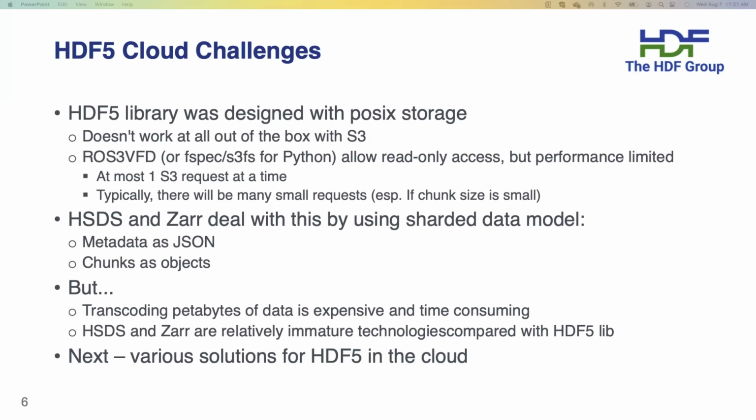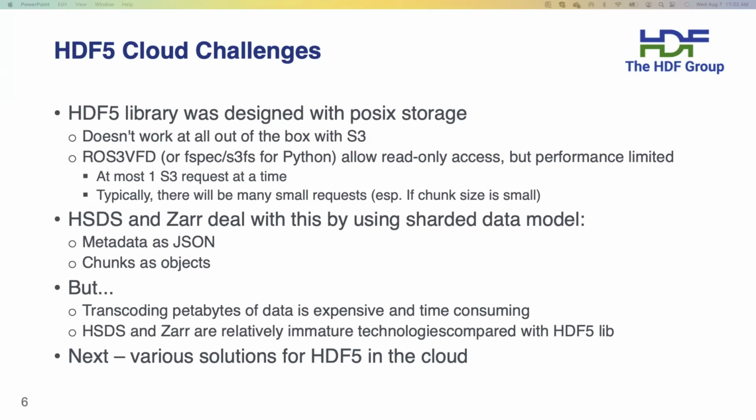By contrast, HSDS and Zarr deal with this using the sharded data model. So in this data model, each piece of metadata is a small JSON object, and each chunk is its own object. So rather than having one file, you have potentially millions of these objects that would represent the same content as in an HDF5 file. And this allows them to do things like update a chunk, right? So now you write a chunk is one object, so you're just writing the number of bytes of that chunk, not the entire file.